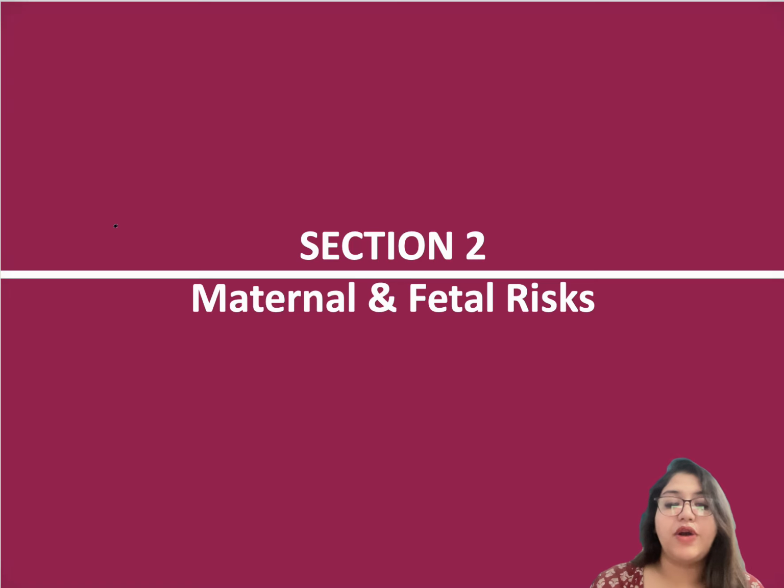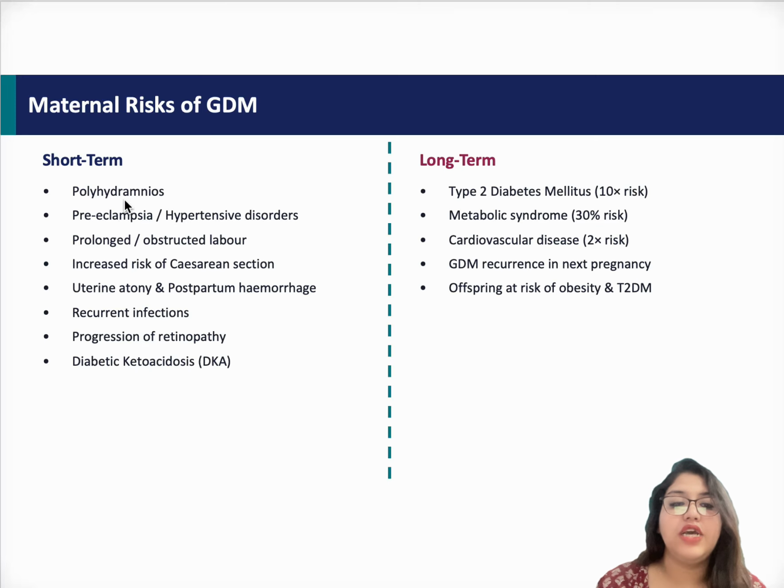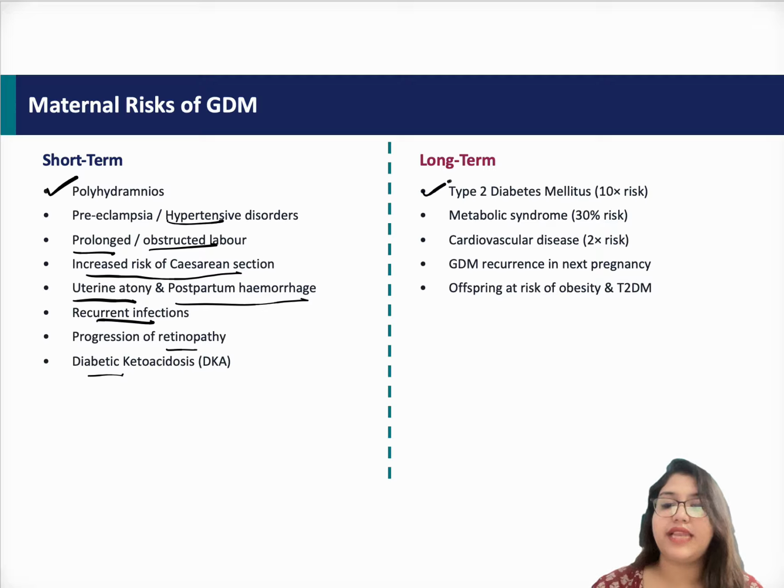So now we'll talk about maternal and fetal risks. Maternal risks of GDM. The short-term risks are polyhydramnios, preeclampsia, hypertensive disorders, prolonged obstructed labor, increased risk of cesarean section, uterine atony, postpartum hemorrhage, recurrent infections, progression of retinopathy, diabetic ketoacidosis. Long-term: type 2 diabetes mellitus, there's a 10% risk. Metabolic syndrome, there's a 30% risk. Cardiovascular disease, 2 times risk. GDM recurrence in next pregnancy, and offspring at a risk of GDM and type 2 DM.